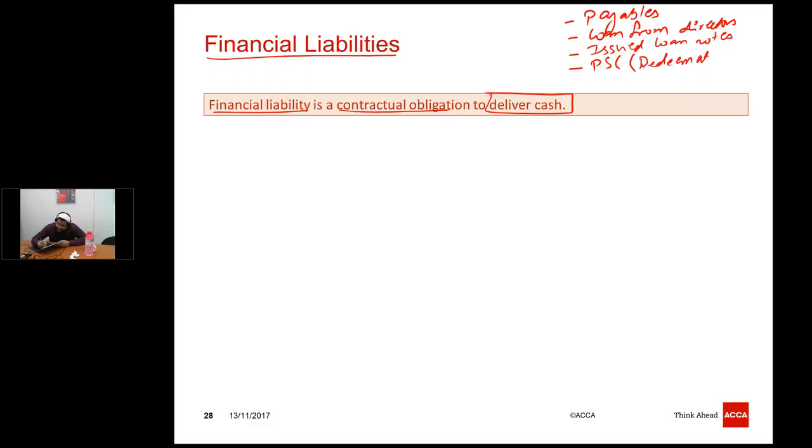Redeemable preference shares are a liability and irredeemable preference shares are an equity.